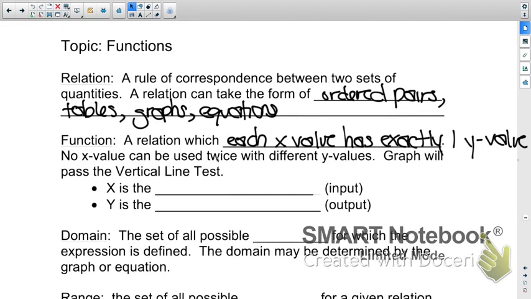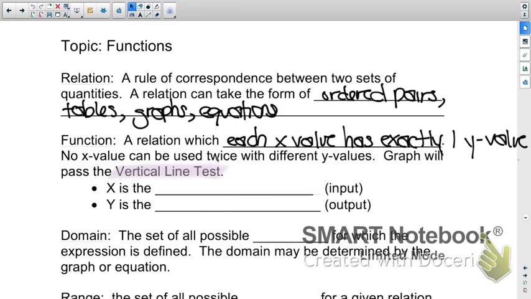All right, so with functions, we talked about what a relation is, what a function is. Each x value has exactly one y value. You can't use two different y values or it doesn't pass the function test. Highlight, circle, whatever you want to do, vertical line test. That's the main thing you want to know from that.